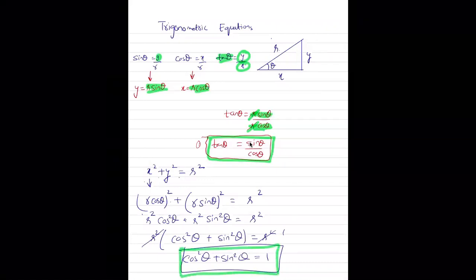So this was the first identity. This is the second identity. Tan theta is equal to sin theta upon cos theta, and cos square theta plus sin square theta is equal to 1. It is an identity because it is true for all values of theta.